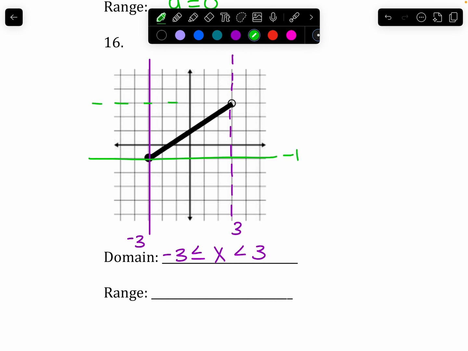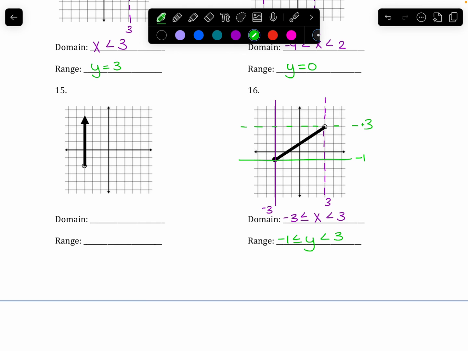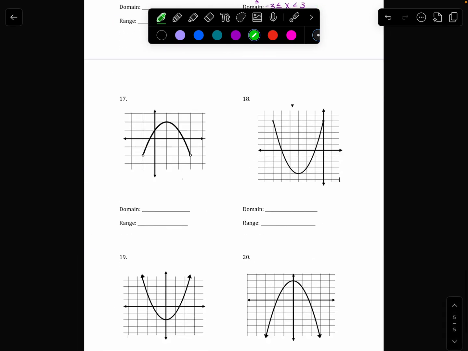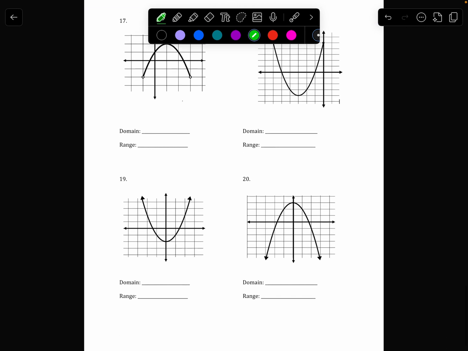Same thing is true for my range. My range values start there at negative 1, and then they end all the way up here at 1, 2, 3, at positive 3. So at negative 1, I will have an equal sign. That's not a negative 3, that's a positive 3. At positive 3, I will not have an equal sign. Does that make sense? Hopefully it does. I can't tell if it does or not because I'm not seeing your face.